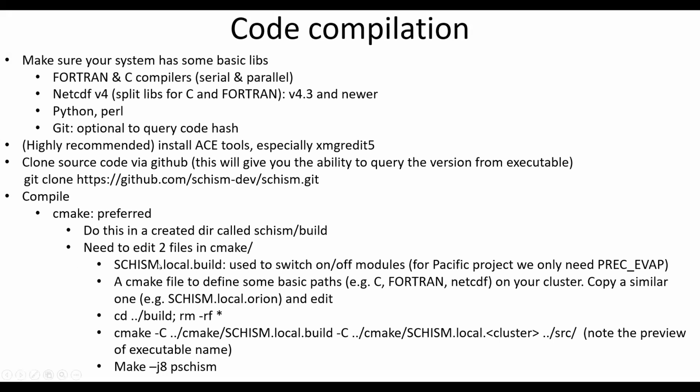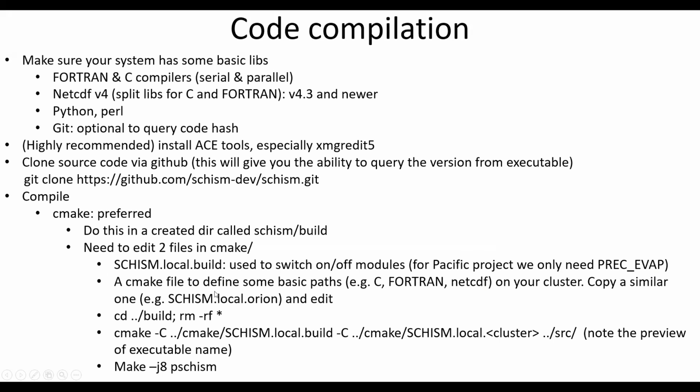The first one is called schism.local.build. This is a file where you switch on and off optional modules for Schism. So for the Pacific project, we only need the precipitation and evaporation module. That's the only thing you should show them. And the second make file is basically to define some basic paths, like where the C compiler, Fortran compiler, and CDF libraries are on your cluster.